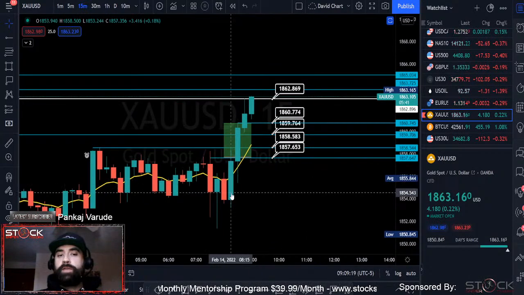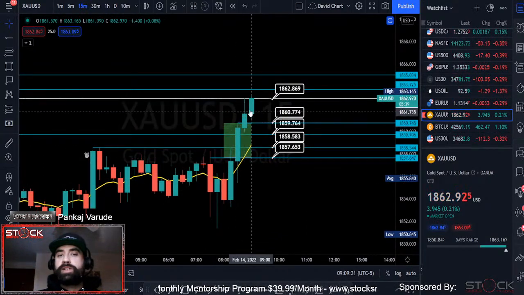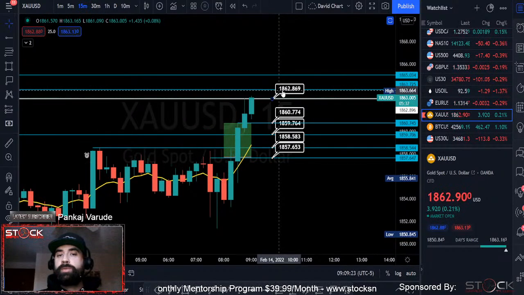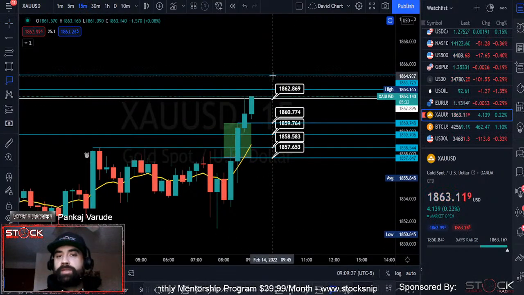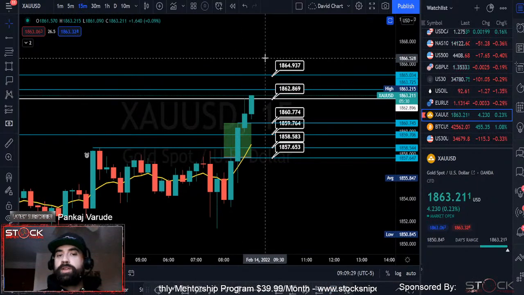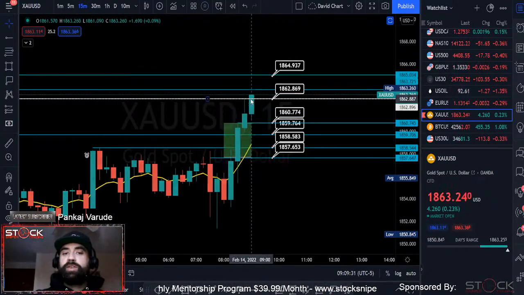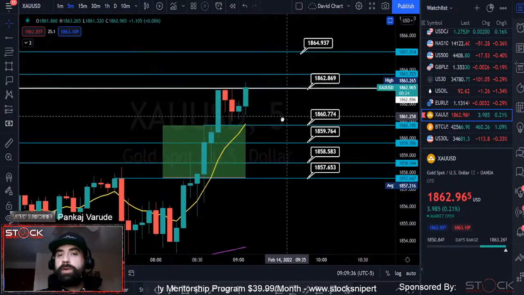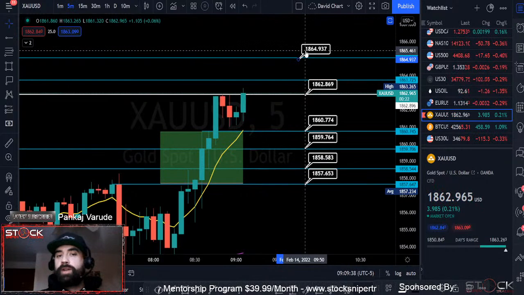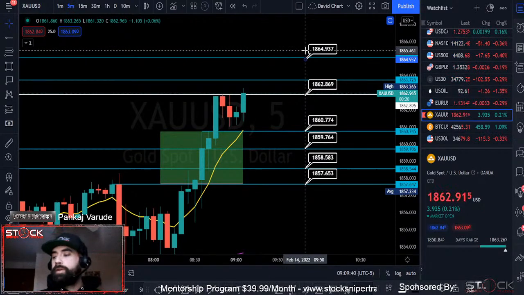You have an engulfing candlestick, and this is what's starting to rise. If it doesn't break above 1862.8, we're obviously not going to 1865. We're not going there. But if it does want to rise and continue like it's slowly doing, then 1864.9, 1865, this target right here could be a possibility.